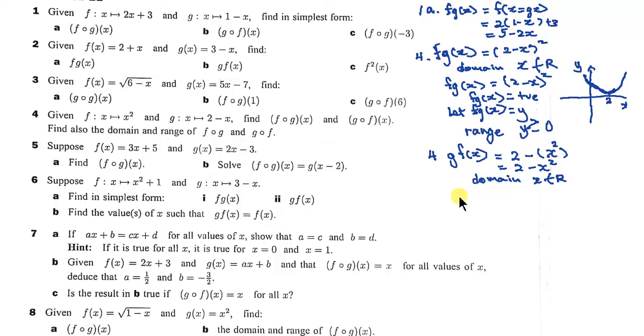Now let's look at the composite function, 2 minus x squared. Now remember, this can be rearranged like minus x squared plus 2. You have a minus in front of the x squared. This is a curve, a maximum curve. When it passes through, the y-intercept is 2. Okay, we'll draw this.